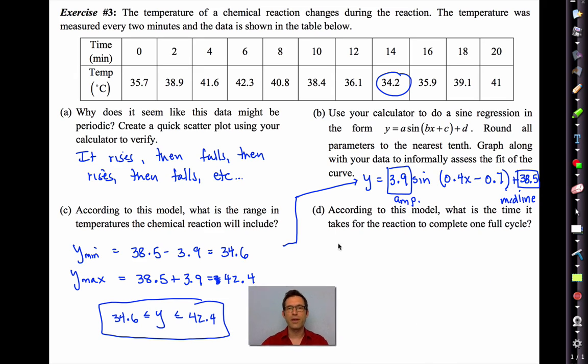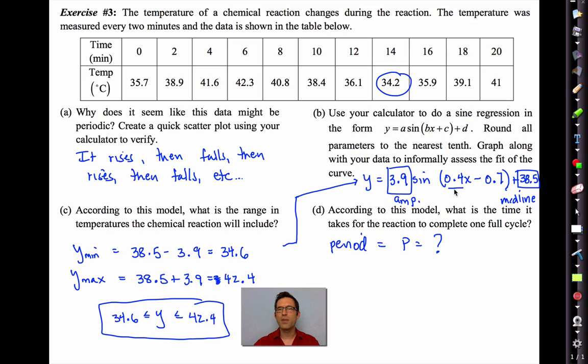They're asking for the period. They want P. Well, what do we know? We know B, the frequency. The frequency is 0.4. And remember this, B times P is always 2 pi. So we have 0.4 times P equals 2 pi. P must be 2 pi divided by 0.4. And if I work that out carefully, it comes out to 15.7.